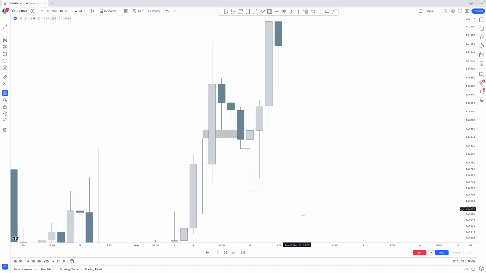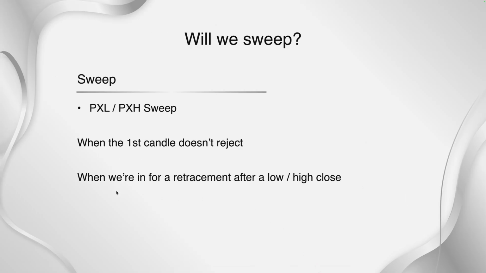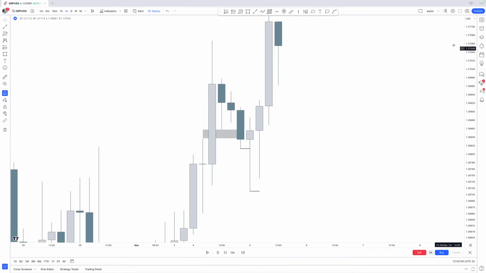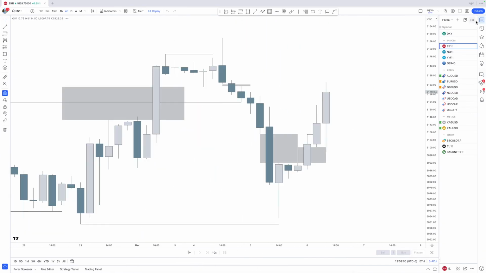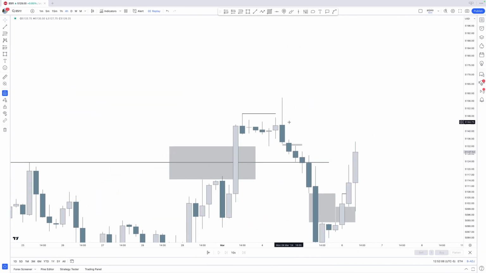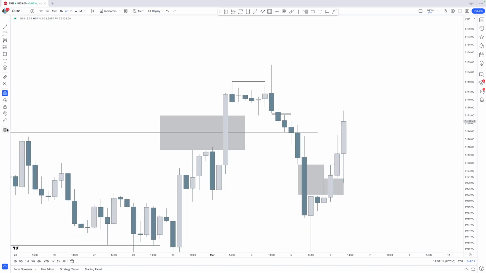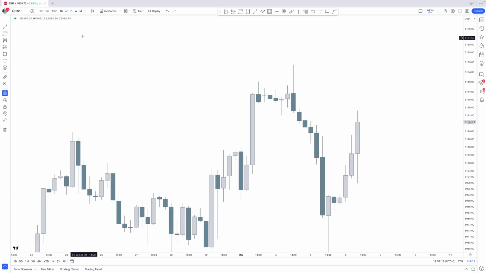Now, looking at the second one, the second criteria that we had, when we are in for a retracement after a low/high close, what does that mean? What do you mean with that right there? Well, if we take a look at ES, on ES, we saw this sweep of that high right there before we actually continued lower. This phenomenon is, again, fractal. This happens a lot of times.